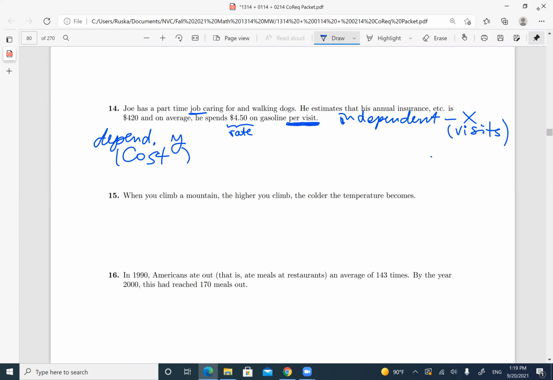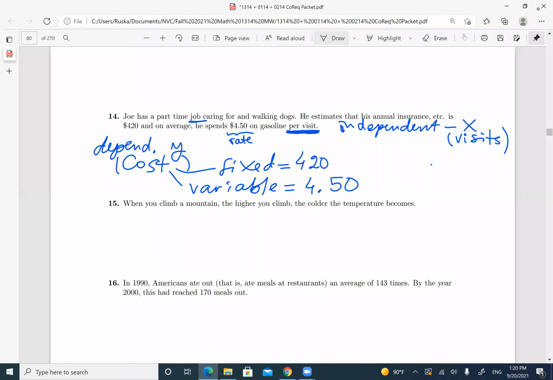Now here we have fixed cost and variable cost. So the fixed cost is going to be the $420, and the variable, which is the rate, is $450. Why is it variable? Because it depends on how many visits he's going to make. Make sense? So that's what they're asking you to do here: just write what is the dependent, what is the independent, and also what is the rate. That's what they're asking, right?